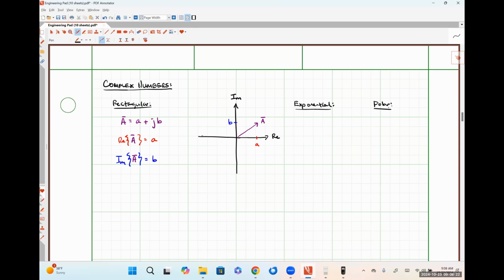So in our exponential form, we have some magnitude, and then we also have some angle formed with respect to the positive real axis. So our complex number A in exponential form would be the magnitude of A, that's just the length of that vector, e to the j theta A. And in polar form, we would simply write that as the magnitude of A, angle operator, theta A.